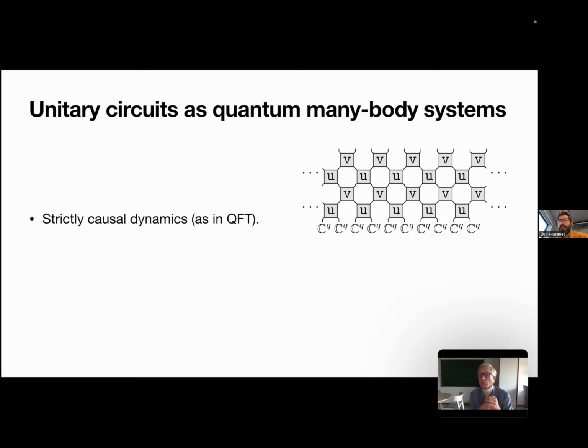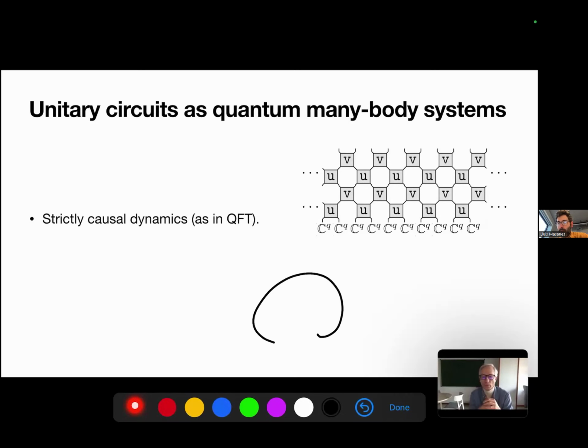So consider a spin chain. Each spin has dimension q. And this is what people call a brickwork circuit. U is a unitary acting on two sites, and V is a different unitary acting on two sites. If you put an evolution operator in this way, you can write a system that is translation invariant in space and in time. Well, it's translation invariant every two sites.